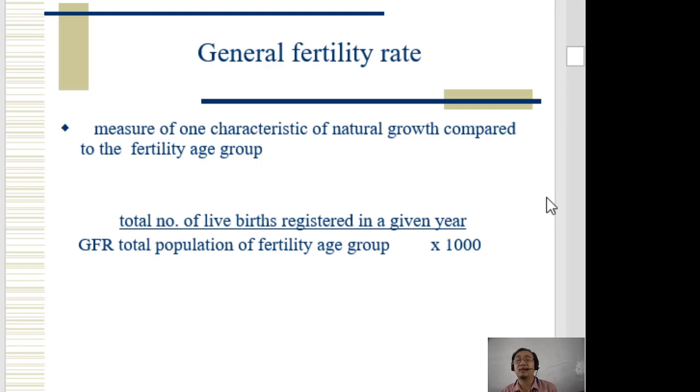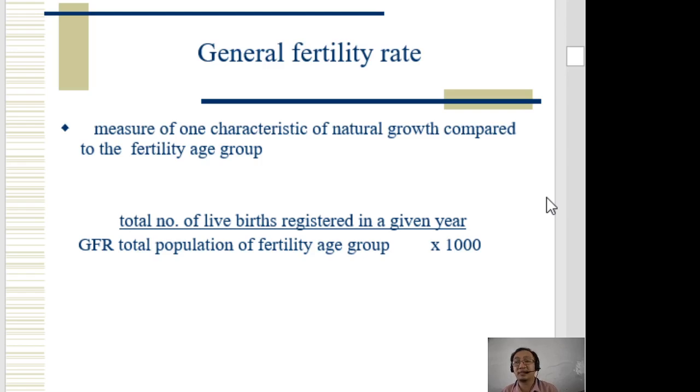However, in our GFR or general fertility rate, the denominator of the formula is the total population of the fertility age group. So we are only referring to your fertile age group, or the age of fertility in the Philippines. And in the Philippines, according to references, the age of fertility among women is usually 15 to 44 years old. There are other references that say it's 13 to 44 years old. So that's the average range of fertile women in the Philippines.